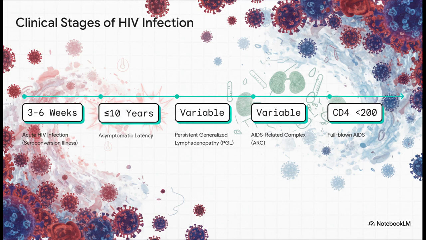After that, they enter a long period of clinical latency, which can last a decade, where they feel fine and are asymptomatic, but the virus is still active. This can then progress to what we call persistent generalized lymphadenopathy, or PGL, and then AIDS-related complex, or ARC, where symptoms like fever, weight loss, and diarrhea start to appear. The final stage is, of course, full-blown AIDS, which we define clinically as a CD4 count below 200 or the appearance of an AIDS-defining illness.